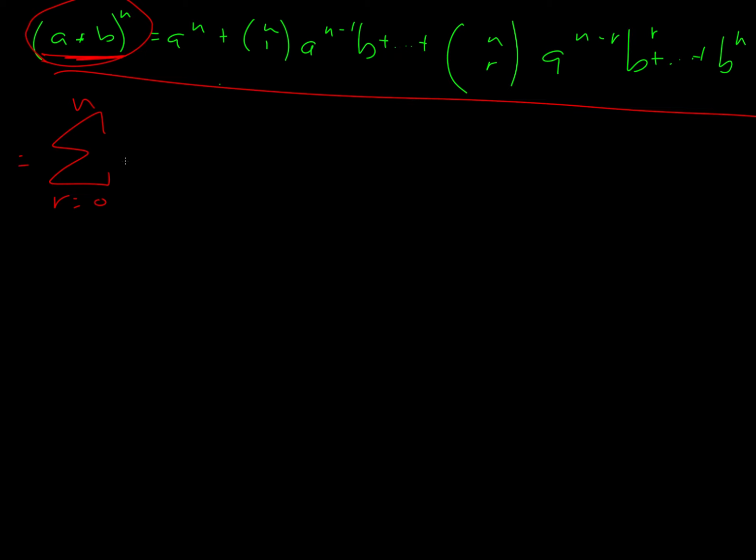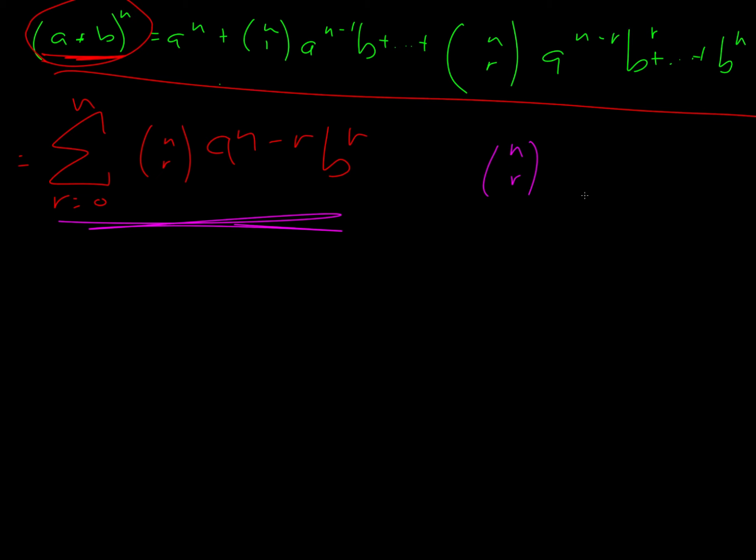The sum from r equals 0 to n of (n choose r) a^(n-r) b^r. Okay, so we're going to focus on this. The piece that is n choose r is called the binomial coefficient, and it's just a combination. So when we see this piece, which is right here, we're going to use a combination.